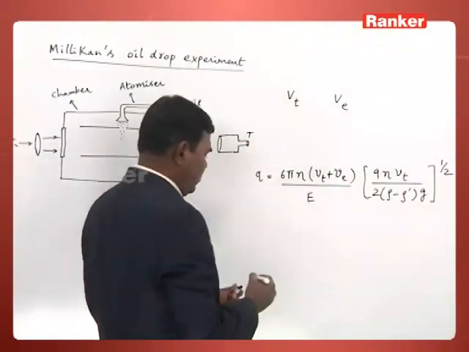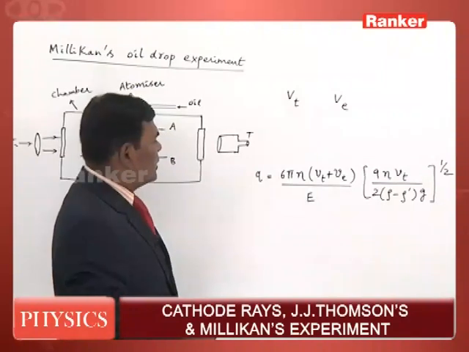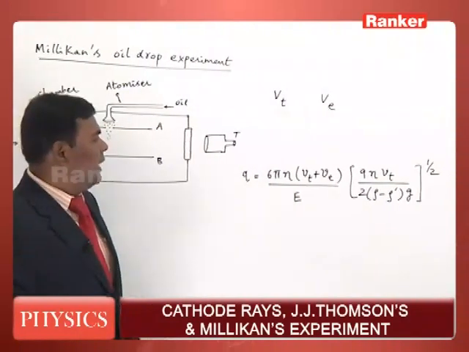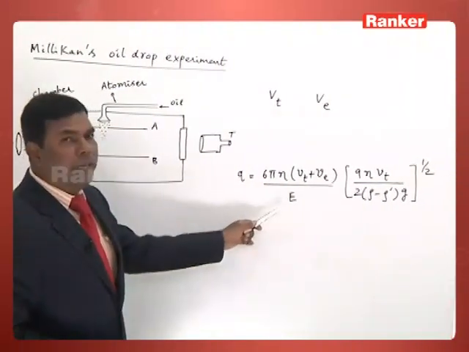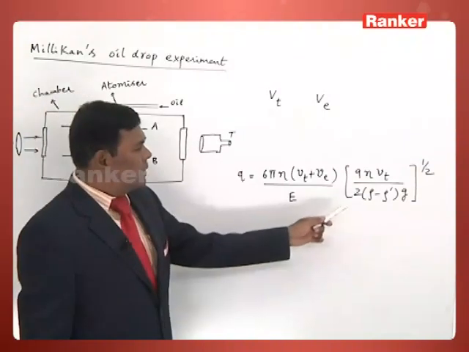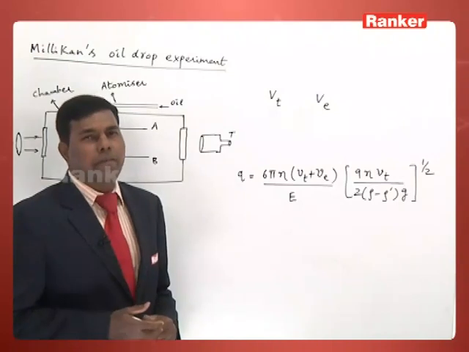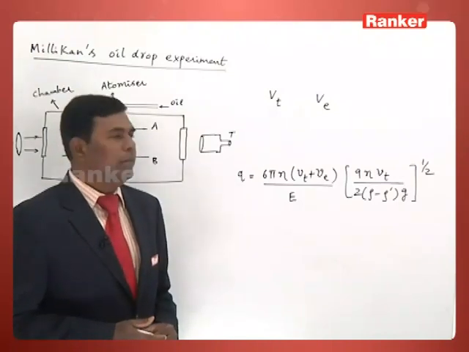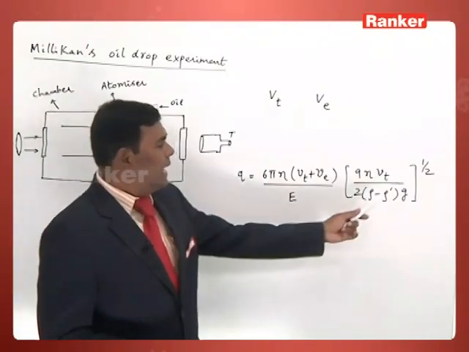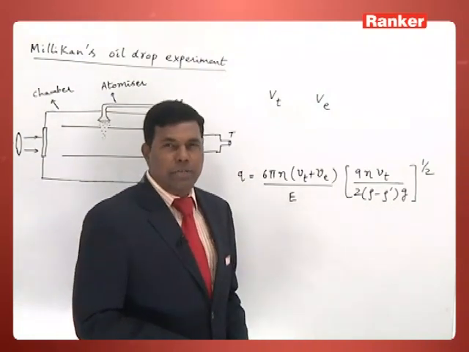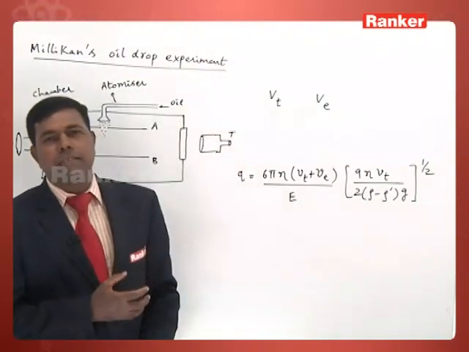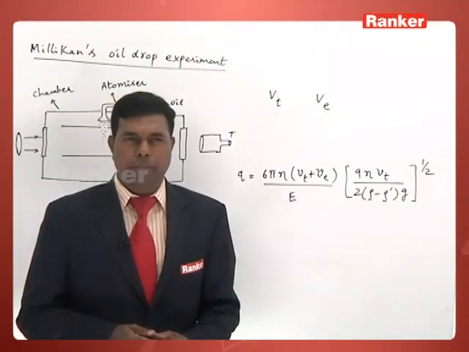That is the expression. In this, eta stands for viscosity of the air and E is the electric field that is applied. Next we have rho and rho dash, which are the density of air and density of oil drop respectively. g is acceleration due to gravity. Using that one, we can calculate the charge on the oil drop.